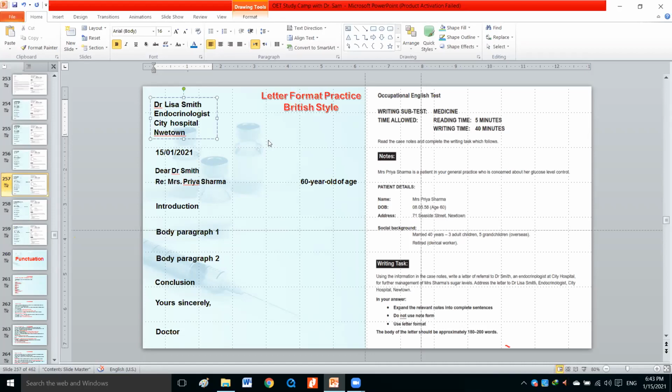Endocrinologist is correct. City Hospital, it's correct. Newtown. What about hospital? Here you have to capitalize. Yes, capital H. And Newtown? There is an E after N, and no E after W in EW. It's correct, I think.